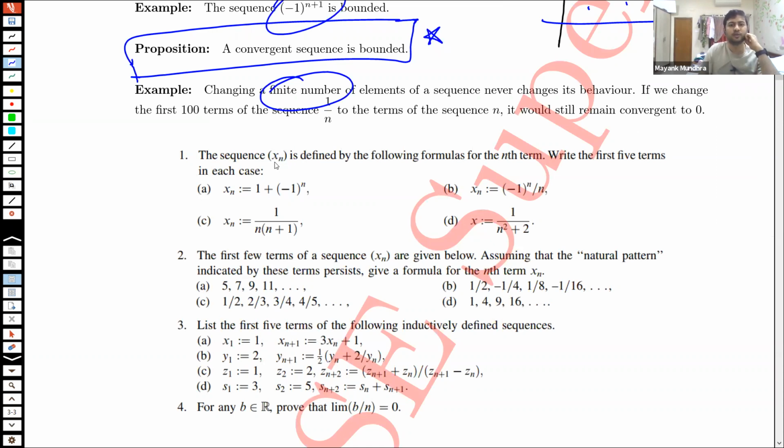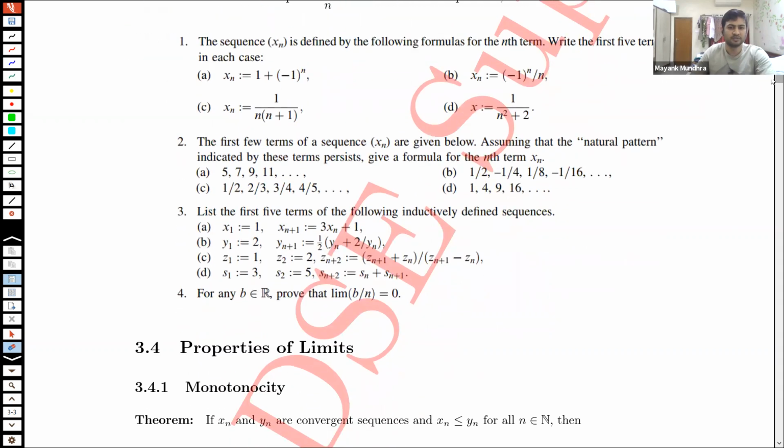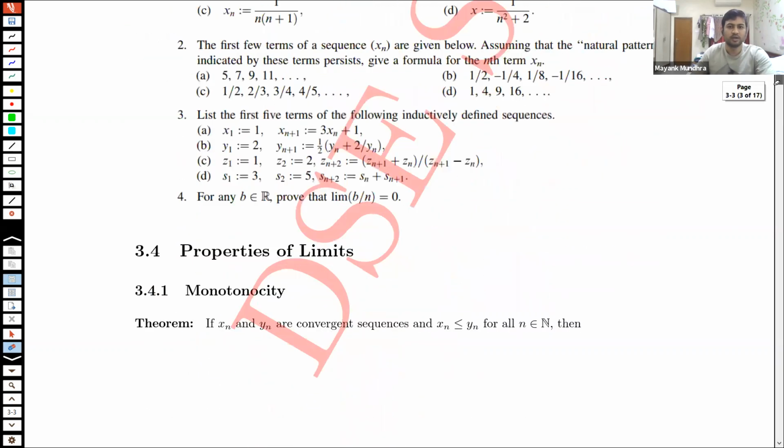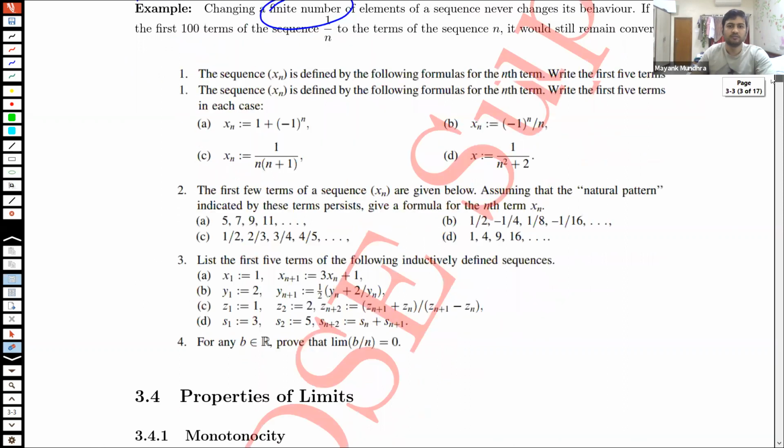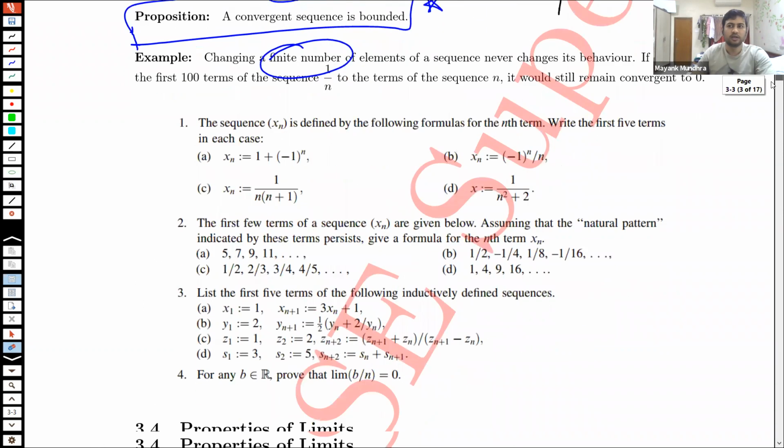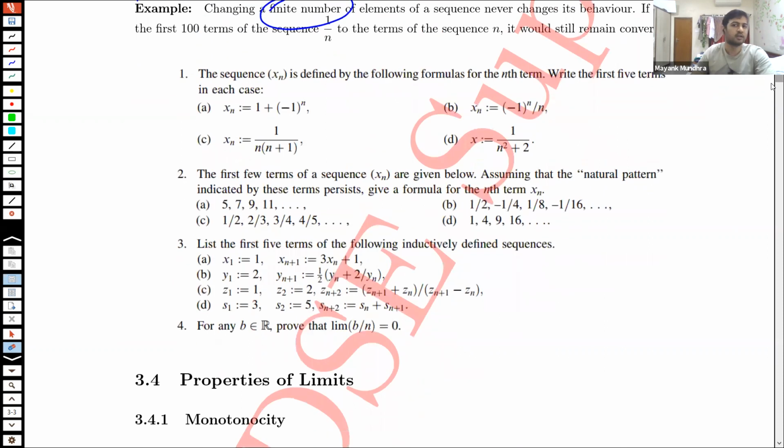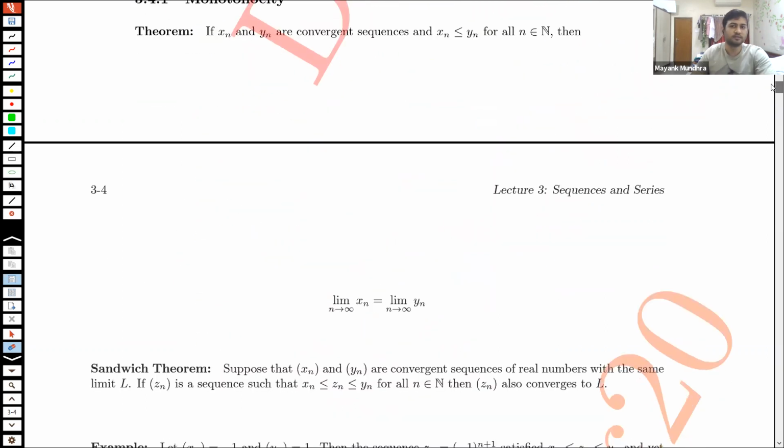Okay, so the sequence xn is defined by the following formulas for the nth term, right? So these are some problems for you to do. These are very easy problems, just writing down the terms of the sequence, nothing complicated. Okay, so you can work it out on your own. Let me move to the next topic, that is properties of limits.